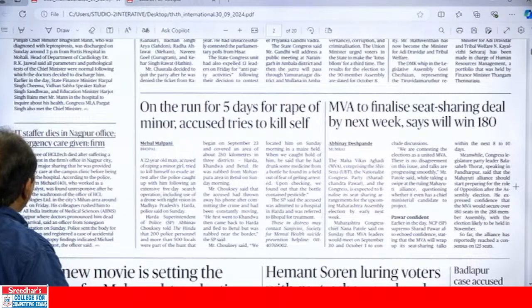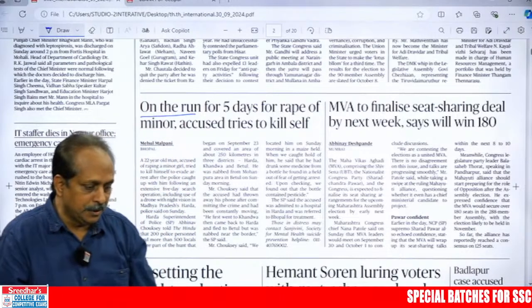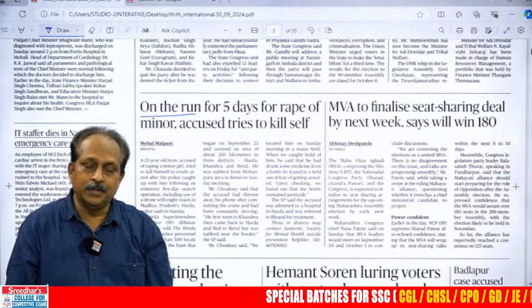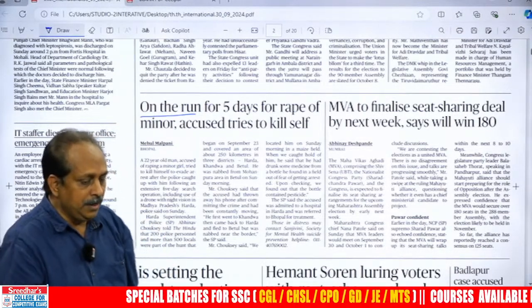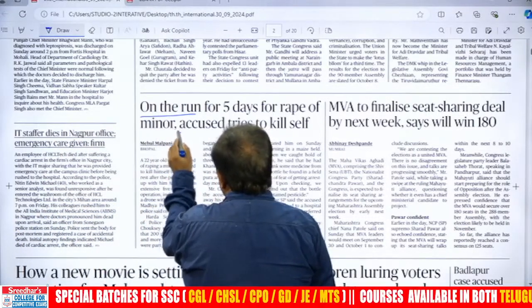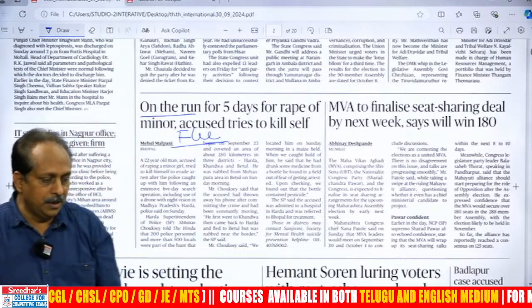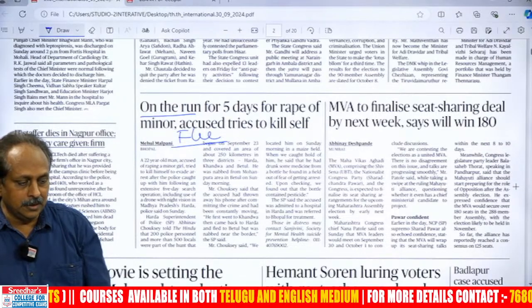IT staffer dies in Nagpur office, emergency care given firm. On the run for 5 days for rape of minor, accused tries to kill self. There is one important idiomatic expression. On the run, someone is on the run means what? Someone has escaped. Police are looking for that person. On the run means to escape. And escape, there is one important word. What is it? Flee. Flee also means the same, escape. Very good, Manasa. Escape, flee, on the run. They all mean the same.